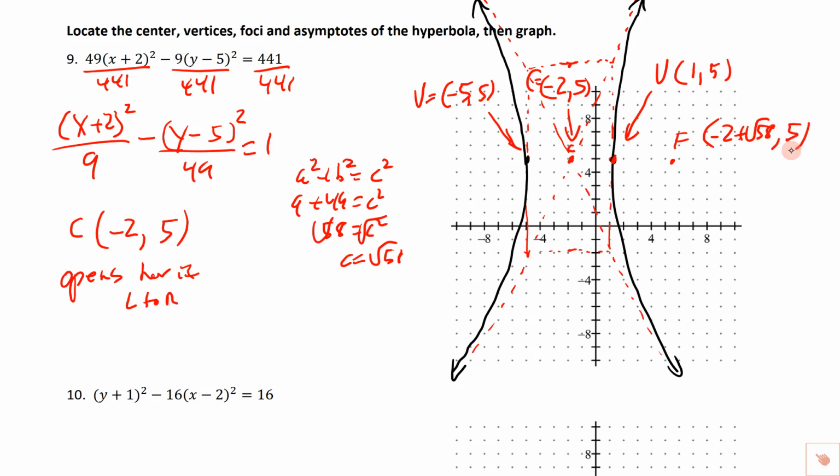And then going the other direction, it's the same as this one right here, but we just went to the left. So this is going to be, let's see, there's 3 and then another 4. So this is going to be about right here, just a little bit more than 7. Whoops, up here. Make that in the right place. There we go. Okay. So that focus is just the conjugate of this right here. So -2 minus radical 58, comma 5.